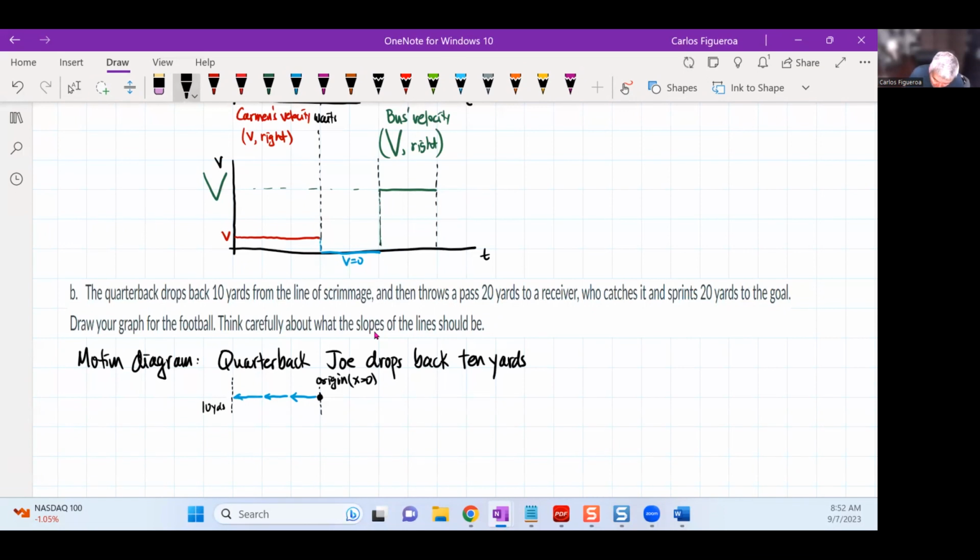Okay, so then here we go. If it passes 20 yards, then that means, again, I'm focusing on this, that the ball has to go past the origin. Now, if I throw the ball, I'm assuming here that the ball is now moving faster than Joe was moving.